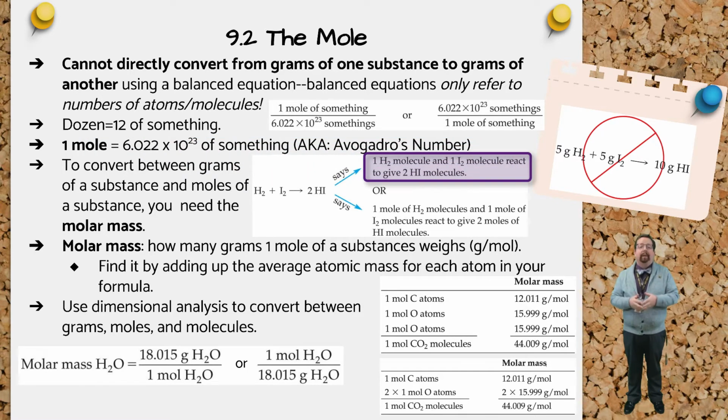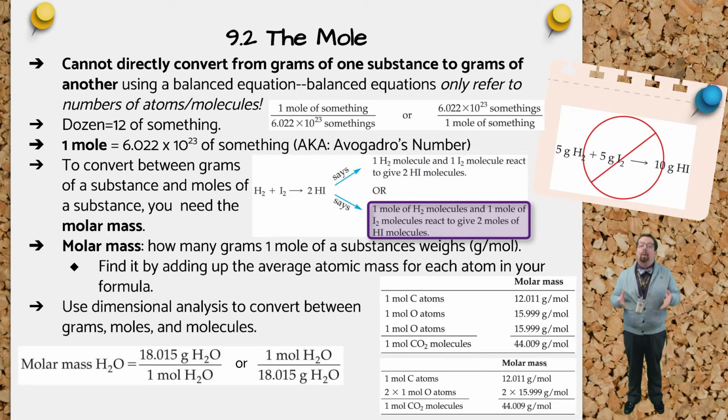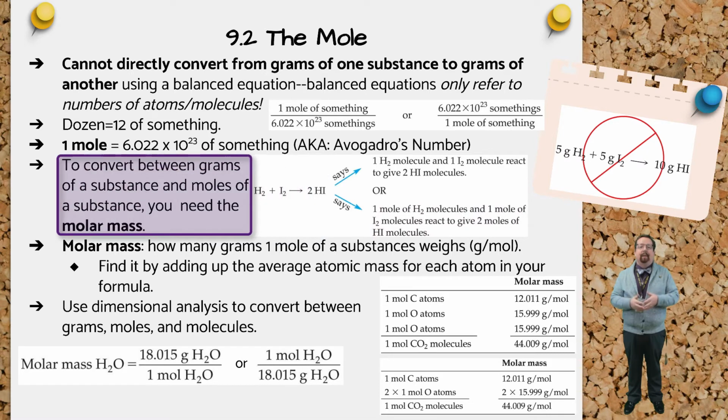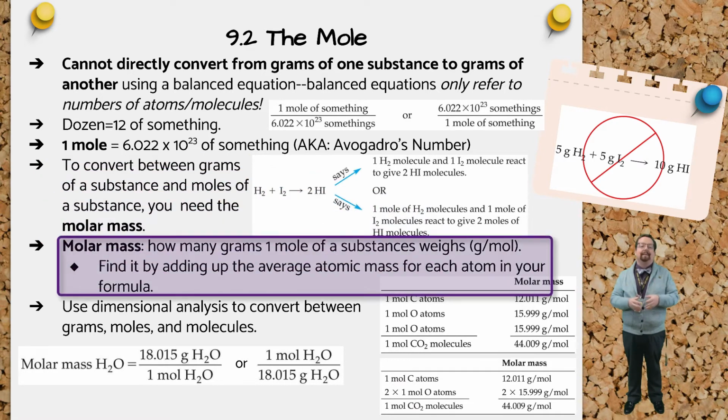Knowing this, we could read our equation as 1 molecule of H2 and 1 molecule of I2 react to give 2 molecules of HI, or we could say that 1 mole of H2 molecules and 1 mole of I2 molecules react to give 2 moles of HI molecules. Those both say essentially the same thing, but if we know the number of moles of a substance, we can get to the amount of grams using that substance's molar mass. The molar mass is how many grams 1 mole of a substance weighs, and the units are grams per mole.